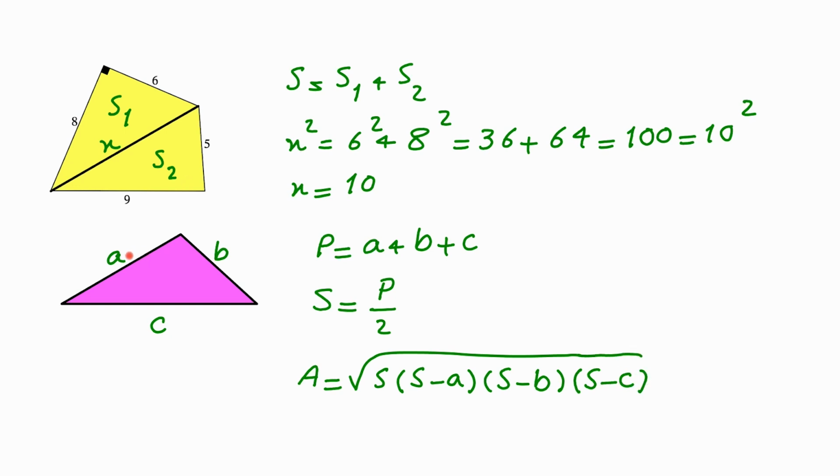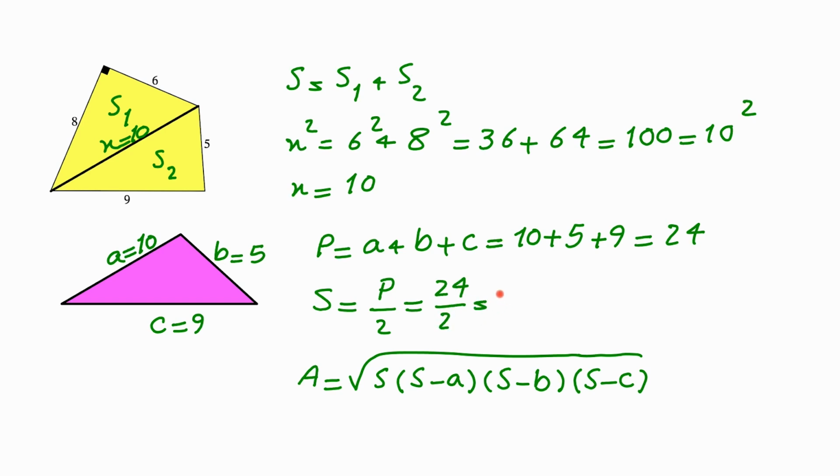In this problem, let's consider A equal to x, which we found, which is 10, B 5 and C 9. So first find P. A is 10 plus B, which is 5, and C, which is 9. So the sum of them is 24, and then we divide it by 2.